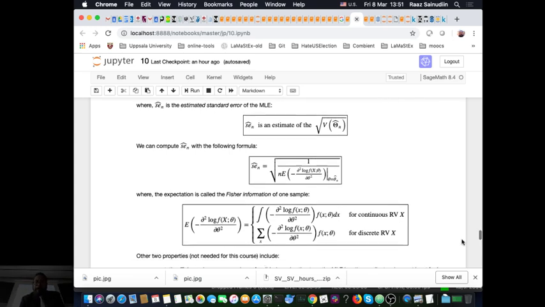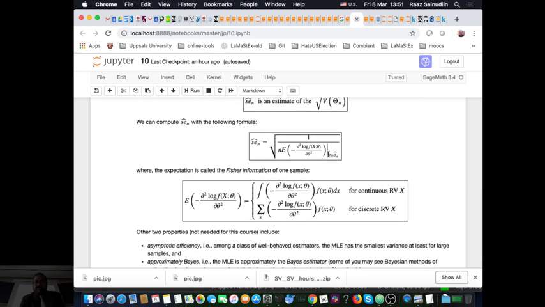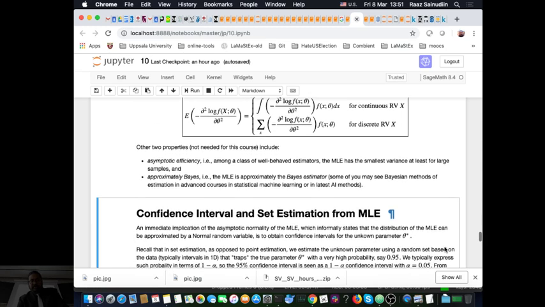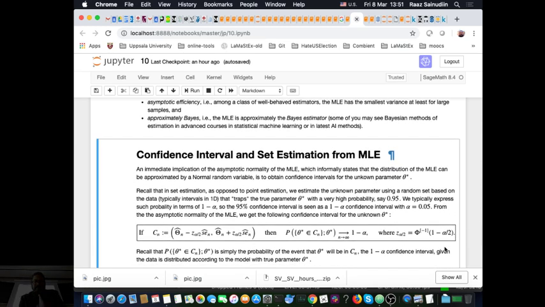And of course, what this means is the usual vertical bar symbol. It means when you compute this quantity, evaluate it at theta equals the MLE value itself, because you don't know what the truth is, right? So you just evaluate it at your MLE. These two properties, don't worry about it.